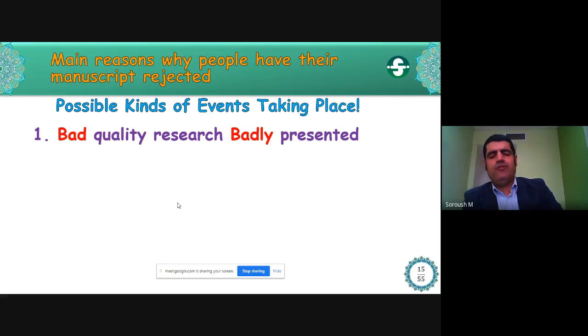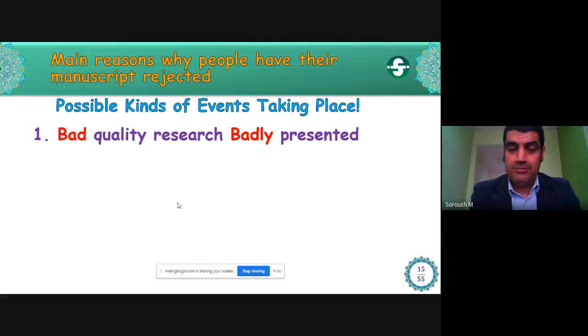There is no novelty in the work. The aim of this work is not so interesting. There is no necessity, there is no novelty, and they are badly presented as well. It means that the introduction looks a mess. For example, there are several sorts of tables and figures without any connection between them. So this is the characteristic of bad quality research, badly presented.